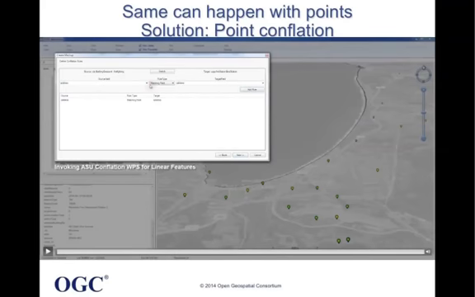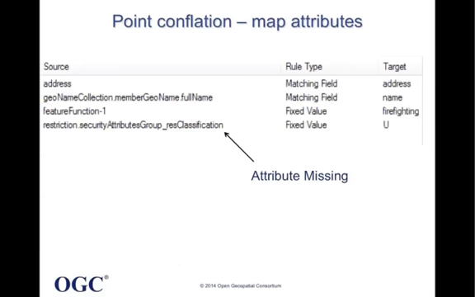In this case, where we have different attributes, the user can select and define the relation of one attribute from one source to the other. If we look more in detail, we will see that there is a source and a target, and you can define rule types such as matching field, a fixed value, or, if an attribute is missing, it is added to the target. The user can define this explicitly, so the mapping or conflation from the source to the target is done in a complete way.